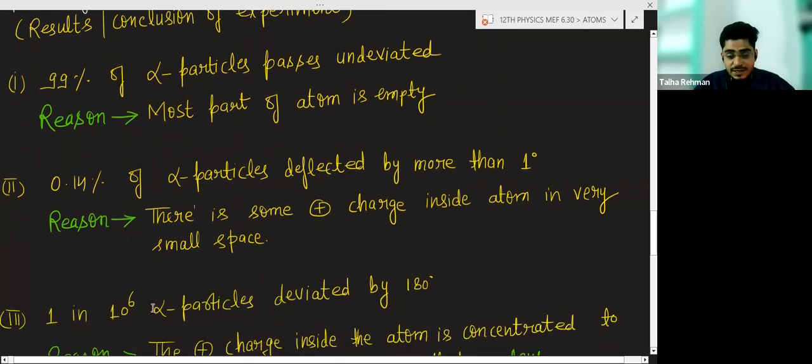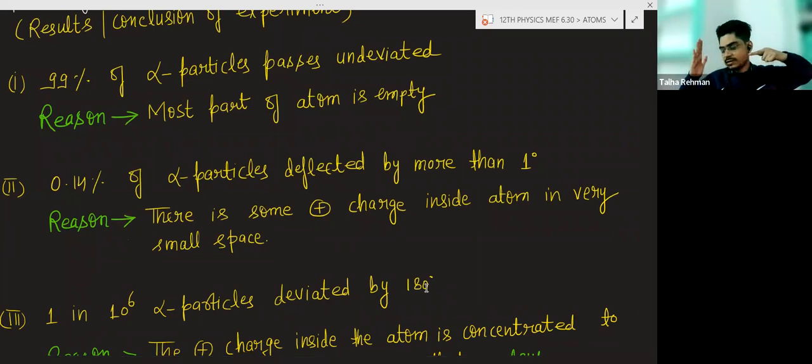Another observation: 1 in 10 to the power 6 alpha particles, 10 to the power 6 meaning 1 million, are deviated by 180 degrees. What is the meaning of 180 degrees? Suppose this alpha particle is going like this, it collides with the foil and is deflected back on approximately the same path.